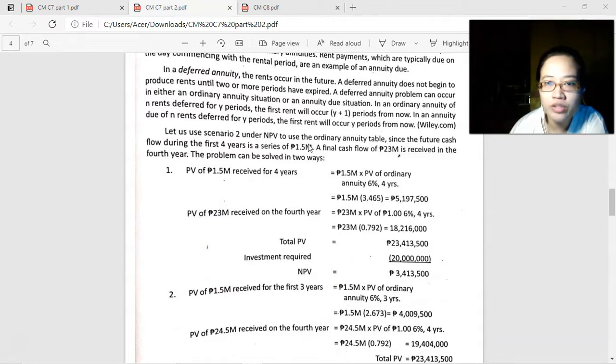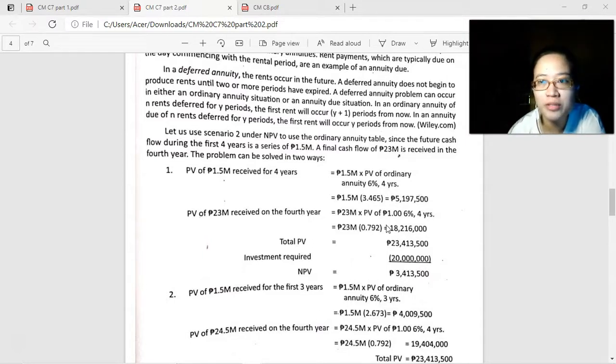Scenario 2, under the NPV, use the ordinary annuity table, since the future cash flow during the first 4 years is a series of 1.5 million. A final cash flow of 23 million is received in the 4th year. So, 2 ways. Itong una, present value ng 1.5 received for 4 years. So, 1.5 times the present value of ordinary annuity at 6% in 4 years, 3.465. So, ang present value niya is 5,197,500.